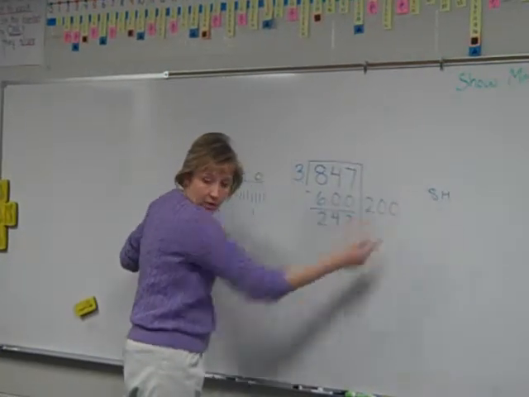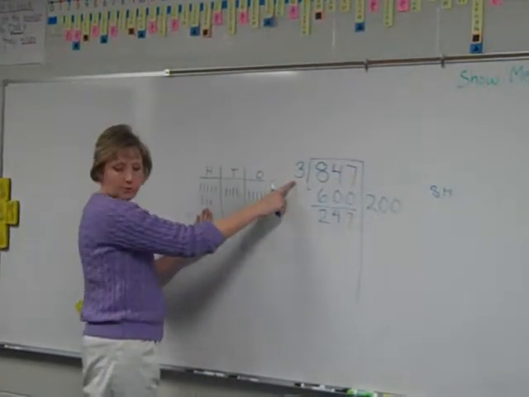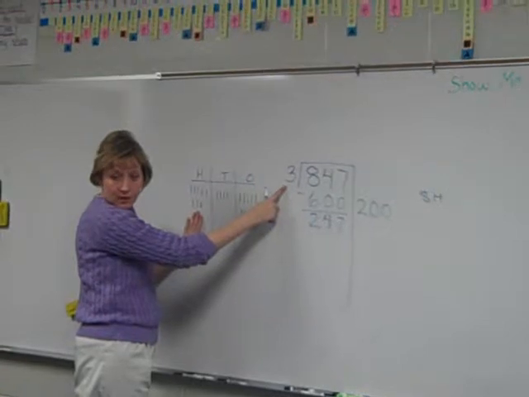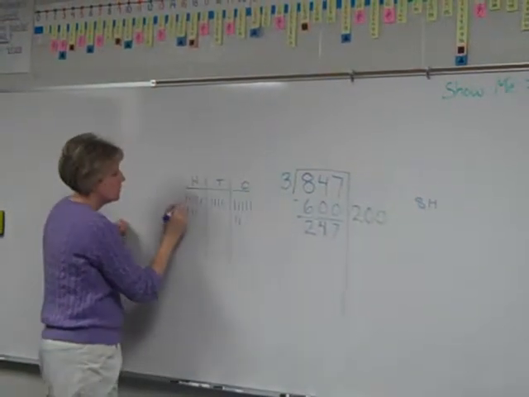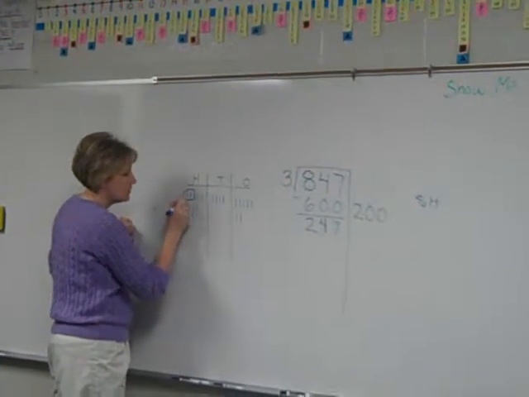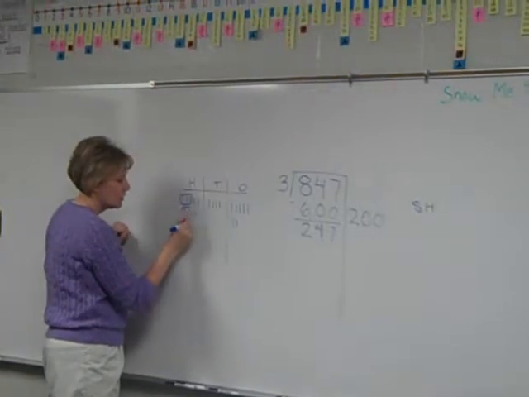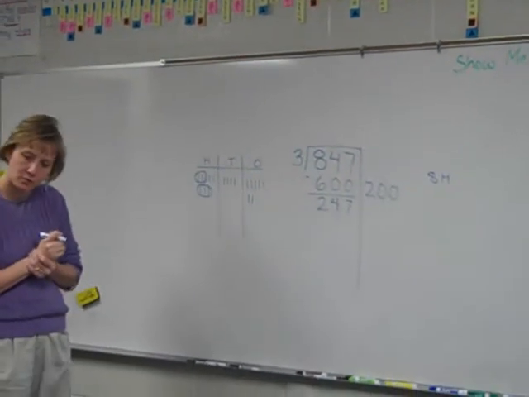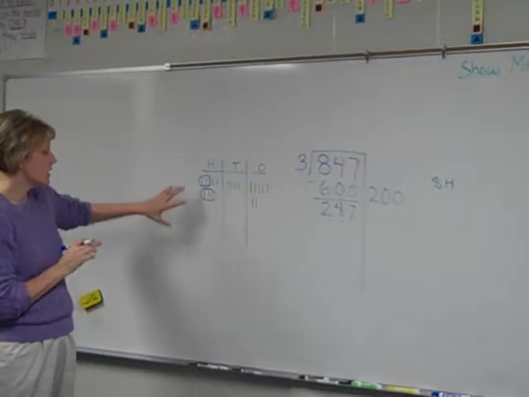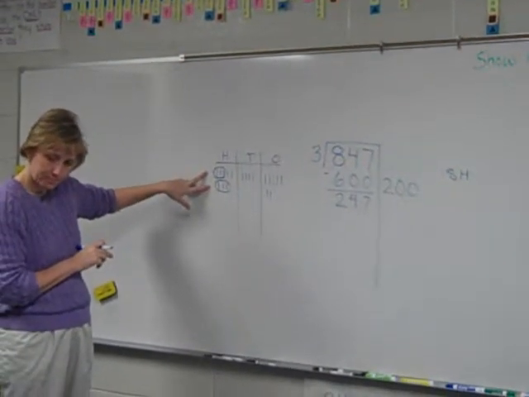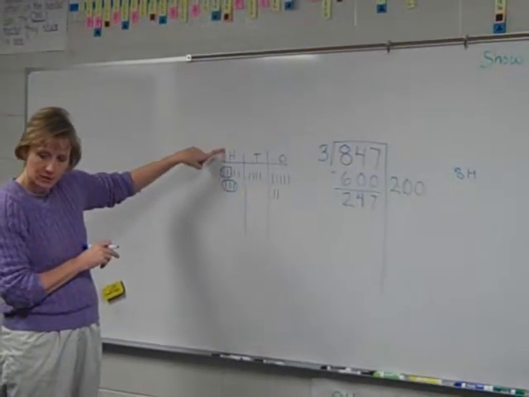Just like I had said here, I have 8 hundreds. I want to know how many groups of 3 I can make in that hundreds place. There's a group of 3. There's a group of 3. Can I make another group of 3? No, so I can make 2 groups of 3 in the hundreds place.